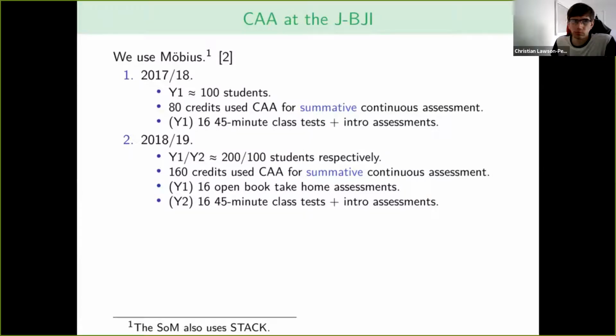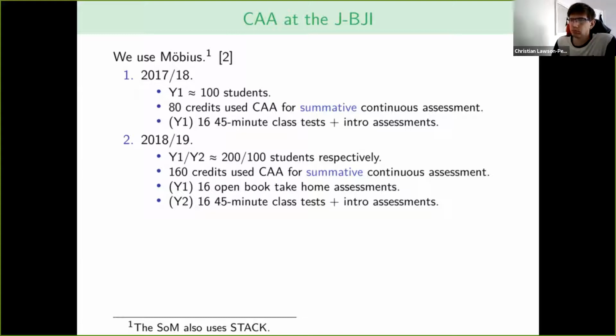Now, in the 2018-19 year, we had roughly 200 new students entering the programme, and School of Maths staff were now responsible for courses in 2 years, totalling 160 credits. Year 1 assessments moved to open book, and the Year 2 assignments were kept as the 45-minute class tests that were closed book. This was done to keep things simple for new staff, because we concluded that closed book class test questions were simpler to write than fully randomized, deep, open book assignment questions.